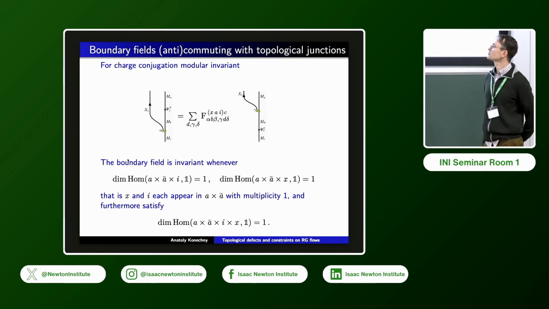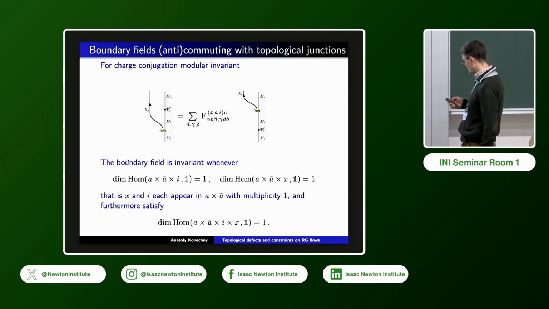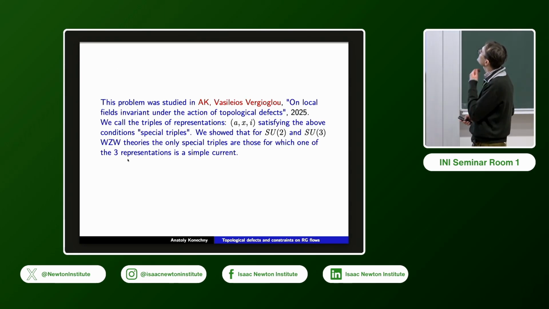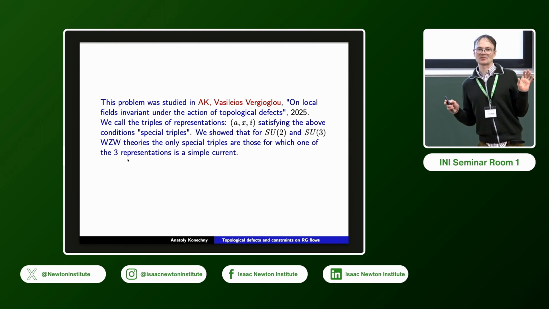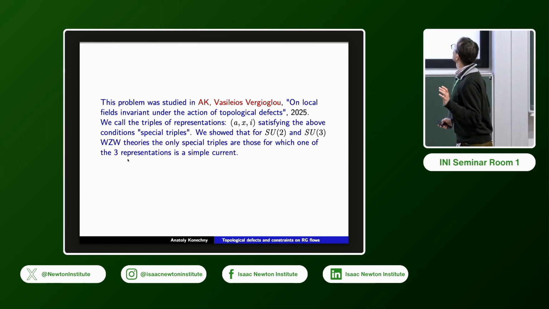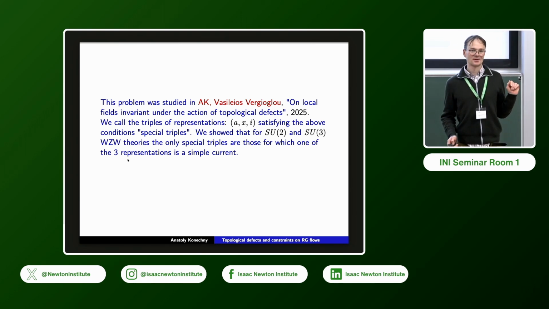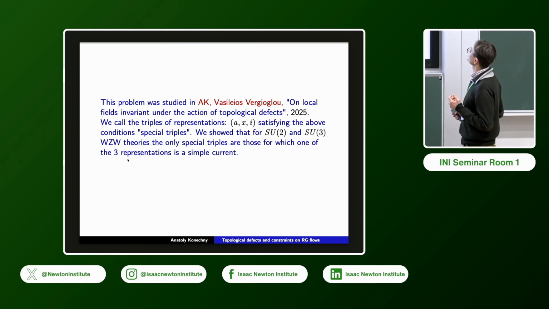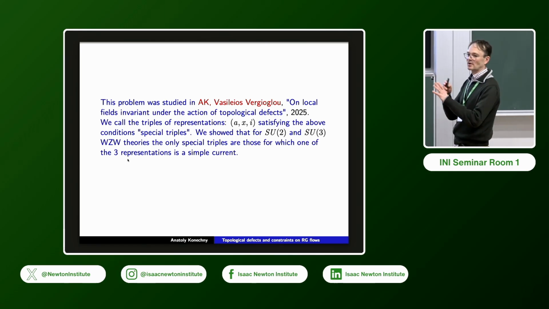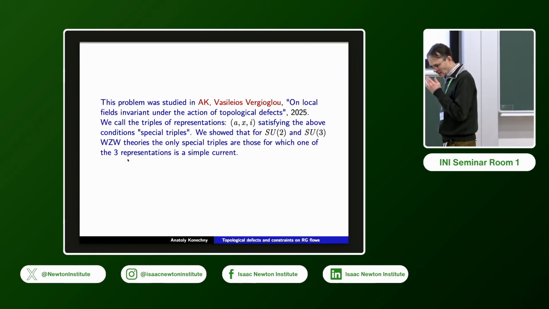So it's local. We looked at this problem with Vasilis. And to cut the long story short, unfortunately, we haven't found any non-trivial solutions, in the sense that at least one of these 3 representations must be a simple current. So not maybe very interesting, but we showed it rigorously. We showed it for SU(2), and as a result for minimal models, so we could find all such triples. And we also did it for SU(3).